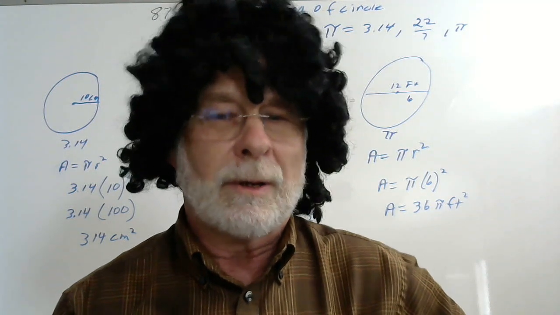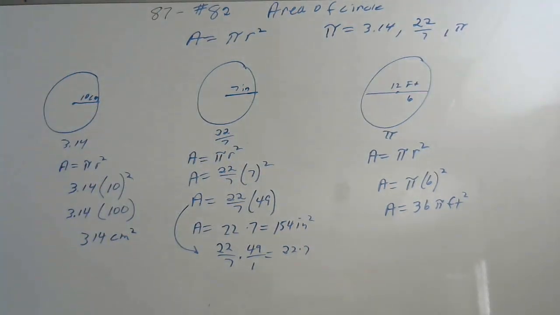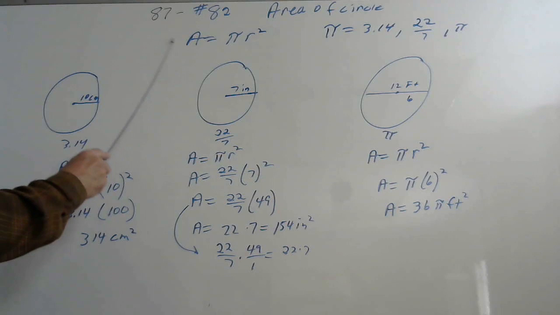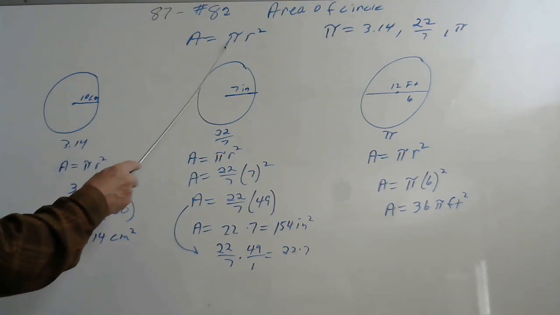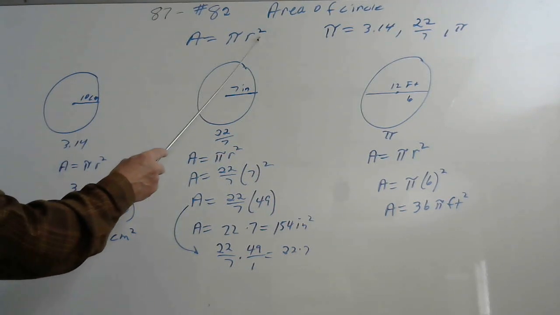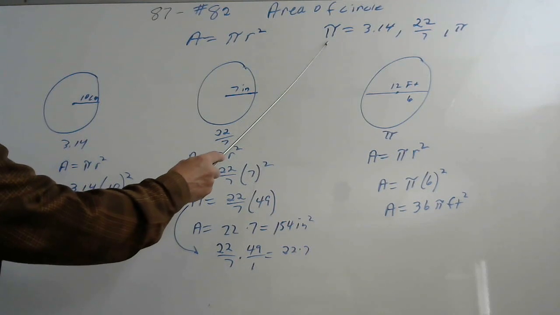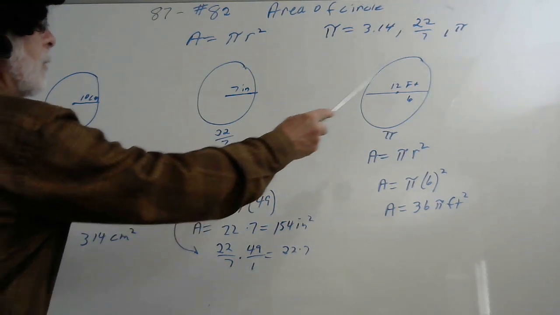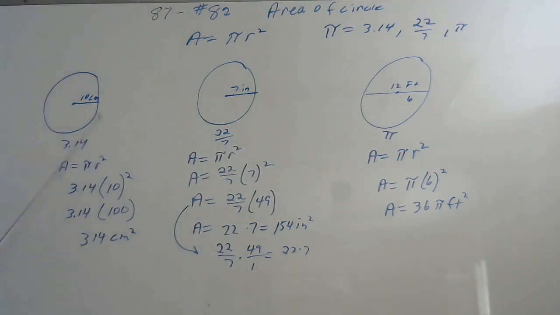It deals with area of a circle. So in this lesson, which is lesson 82, to find the area of any circle, it's pi times radius squared. Pi can equal three things. It can equal 3.14, 22 over 7, or just pi. So they're going to have you do 3 different types of problems.